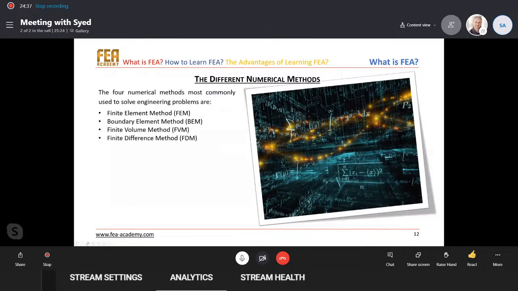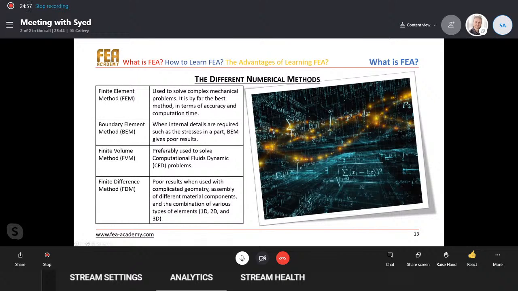So we have different numerical methods. We have in reality four different numerical methods which are commonly used to solve the engineering problems. First, we have the finite element method, the boundary element method, the finite volume method, and finally the finite difference method. All these methods can be used to solve the same problems. However, substantial differences exist among the methods with respect to results accuracy, ease of programming, and computation time.